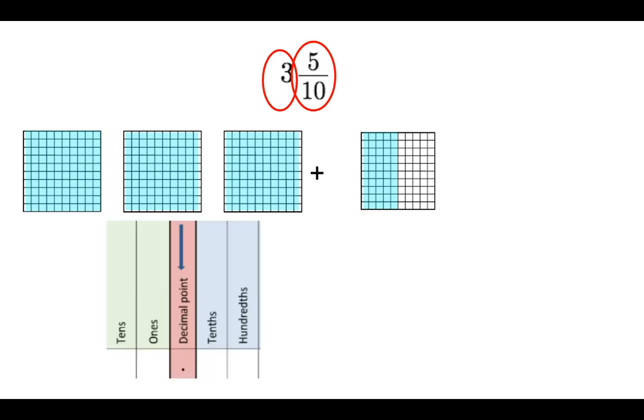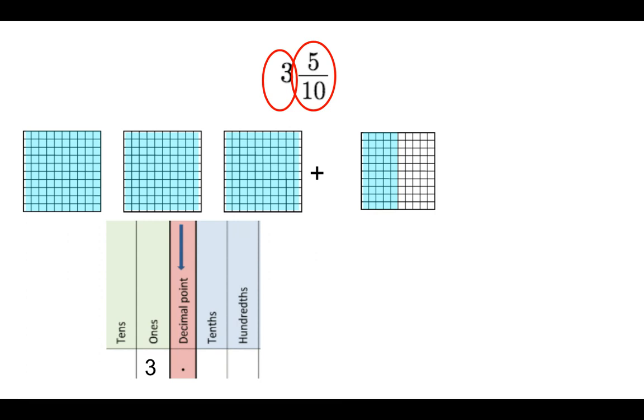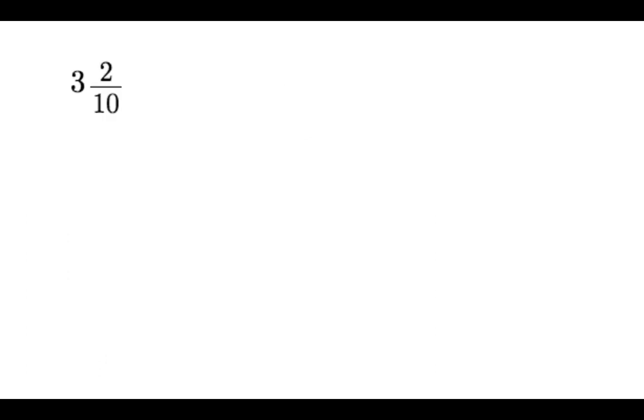To write this as a decimal, well, we do have something to put in the ones place now because we have 3 wholes. So a 3 will go in the ones place. And then we have to think about how many tenths there are. Well, if you look over here, we have 1, 2, 3, 4, 5 rods or columns shaded. So a 5 would go in the tenths place. There are no hundredths, so a 0 would take that place. To write this 3 and 5 tenths fraction as a decimal, we would write it as 3.5. But again, we pronounce it just like you would the fraction, 3 and 5 tenths.